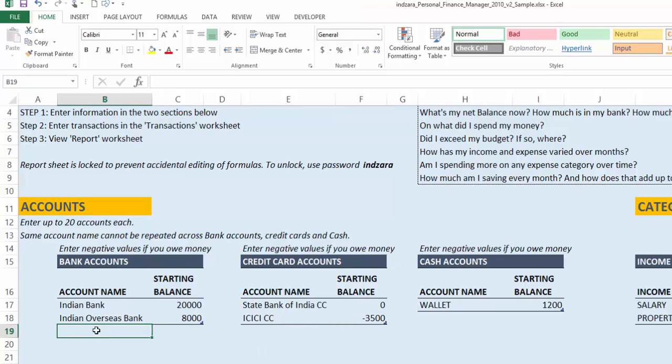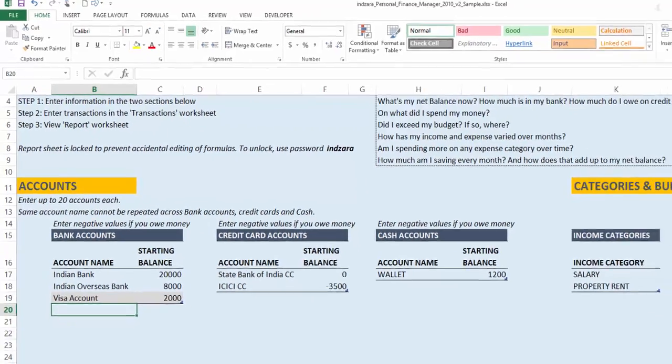If I want to enter a new bank account, I will just enter a name here, and that creates a bank account, and then you can enter your starting balance just like that. The starting balance is very important to understand. Before you begin using this template, I would recommend you look at your starting balances in all these accounts and then enter those values. Only then should you go and enter new transactions in the next sheet.